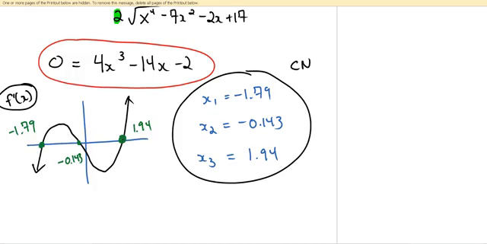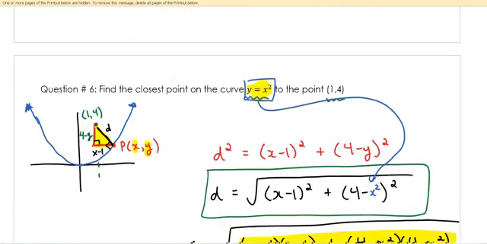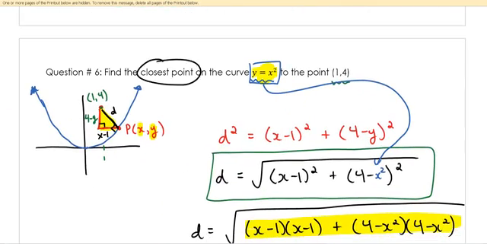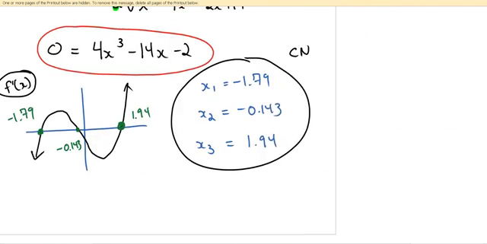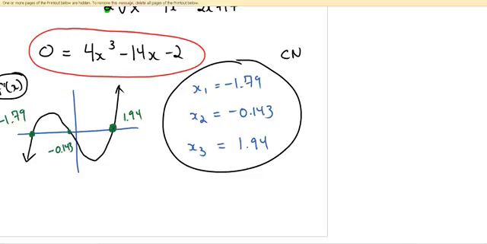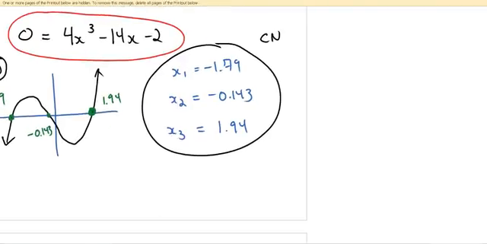Now in this problem, I want to find the closest point. If you're finding the closest point, you want to minimize the distance. Out of all these critical numbers, we have 3 of them. Which one gives you a minimum value? Well, I don't know off the top of my head, so to determine whether I have a max or a min, I need to use the first derivative test. Let's put these values up on a number line: 1.94, negative 0.143, and negative 1.79.